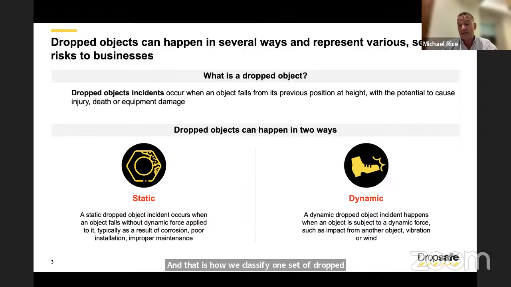You also then have dynamic dropped objects. And these are typically when an object is subject to some dynamic force, such as impact from another object or vibration or wind, that would force that object to come loose. Or even just, if it is a loose item, to then roll or move away from its current location and to fall below. So basically, we think of dropped objects as either a static drop item or a dynamic drop incident.